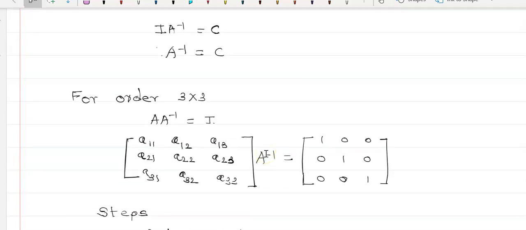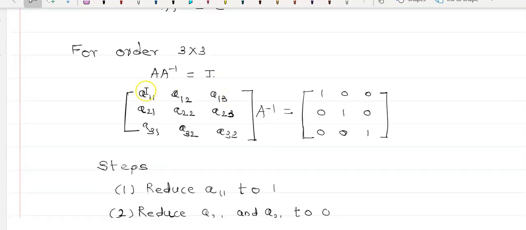Now to find the inverse of a matrix of order 3 by 3 by using row transformation, A into A inverse equals I. Again the elements are A11, A12, A13, A21, A22, A23, A31, A32, A33, and here is the identity of order 3: 1 0 0, 0 1 0, 0 0 1.